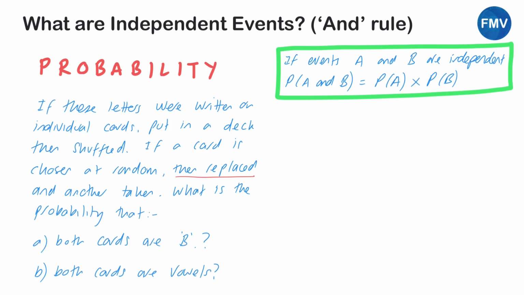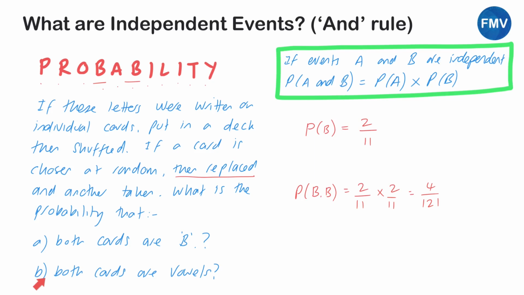So first of all, what is the chance of getting a B in the word probability? So the probability of getting a B in the word probability is 2 out of 1, 2, 3, 4, 5, 6, 7, 8, 9, 10, 11. So the chance of getting a B is 2 out of 11. So what is the chance of getting a B, that card's replaced, remember, it's put back in the pack, and then getting a second B? It is 2 out of 11 multiplied by 2 out of 11. So that becomes 4 out of 121.